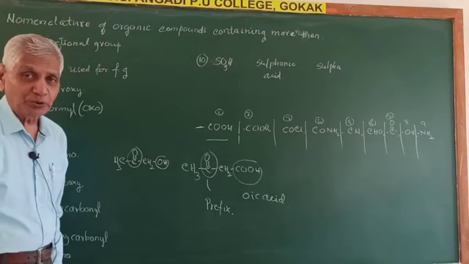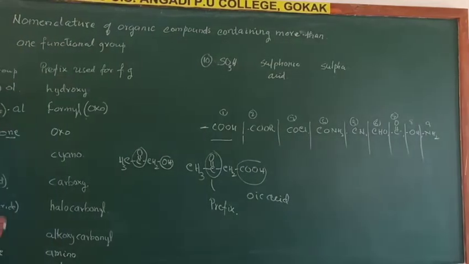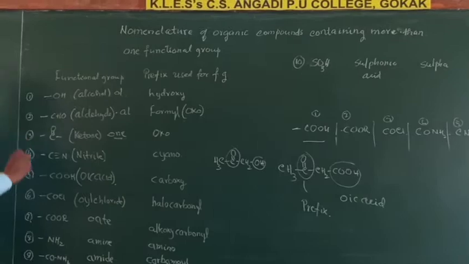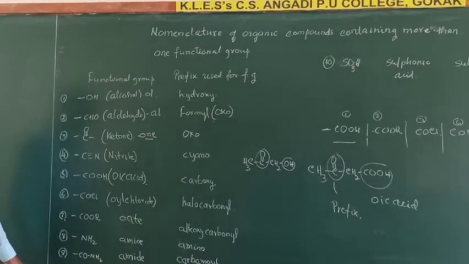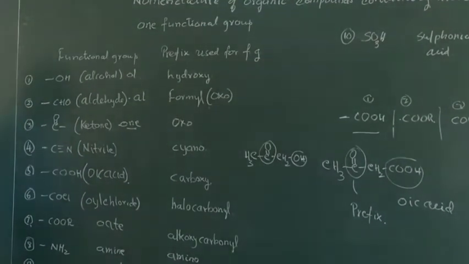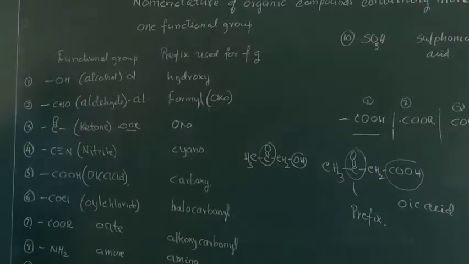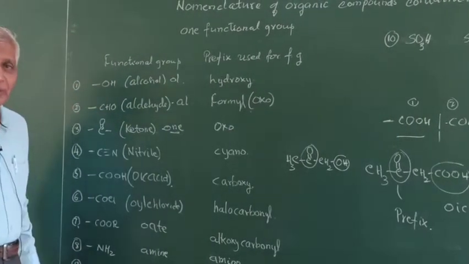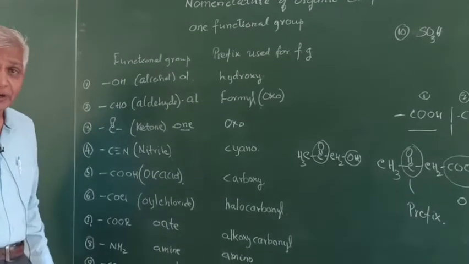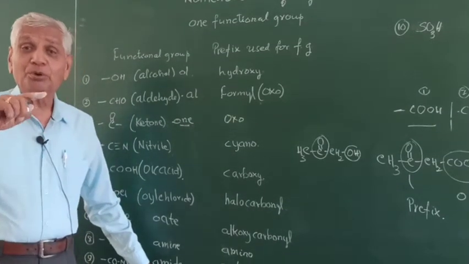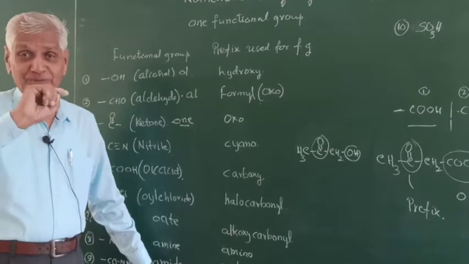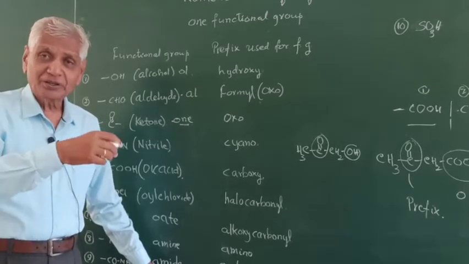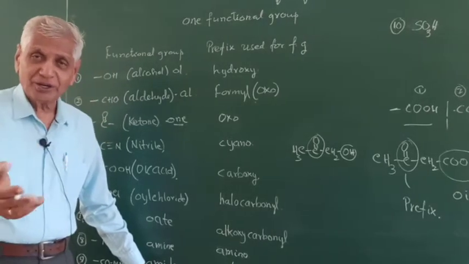What are the prefixes used for this? It is in this page like this. Look here. If the compound is containing OH, the suffix of this is OL. And the prefix used for this group is hydroxy. Hydroxy is used when the compound is containing more than one functional group. If it is containing only one functional group, you call it alkanol.